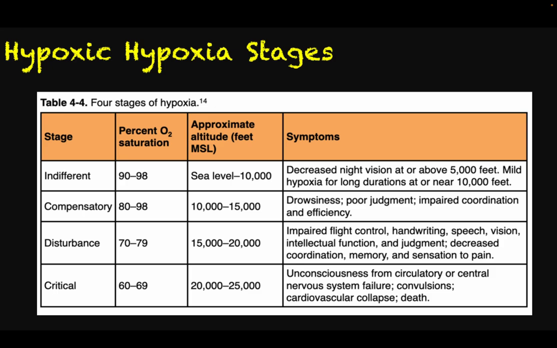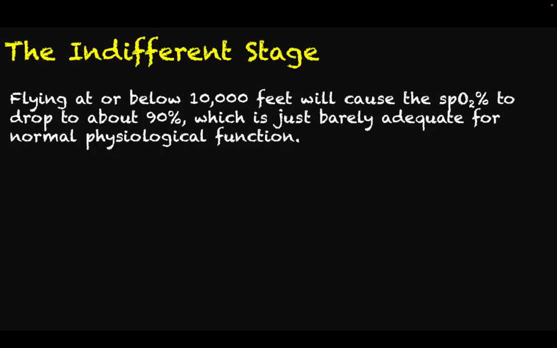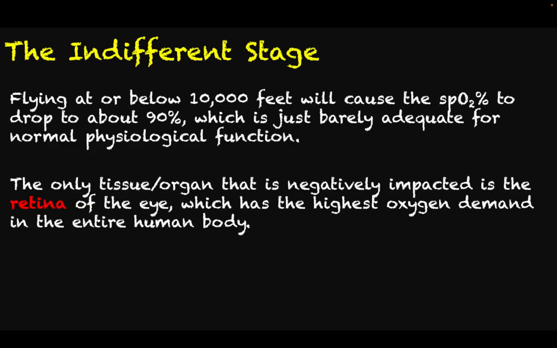operate the flight controls. Okay, so the indifference stage, you're going to be flying at or below 10,000 feet, like we said, and this will cause your SpO2 percentage to drop to no lower than 90%, which really is just barely adequate for normal physiological function. So if you go back and look at that table that we just looked at, really the only symptom that you're going to see is diminished ability to see at night.